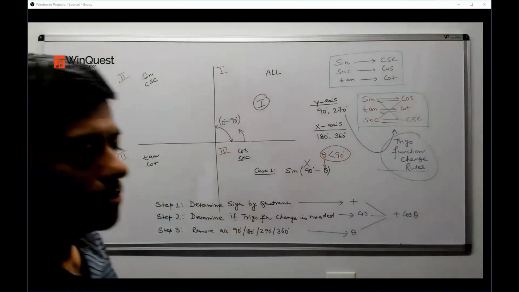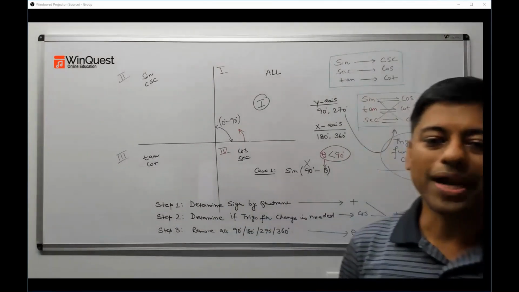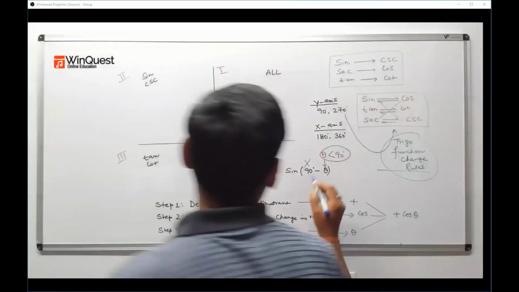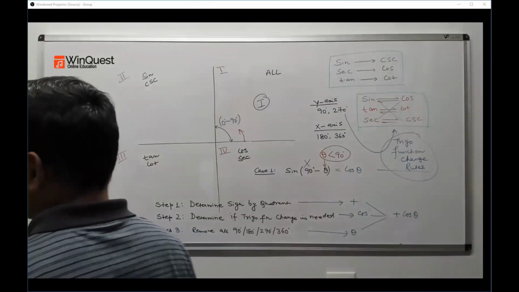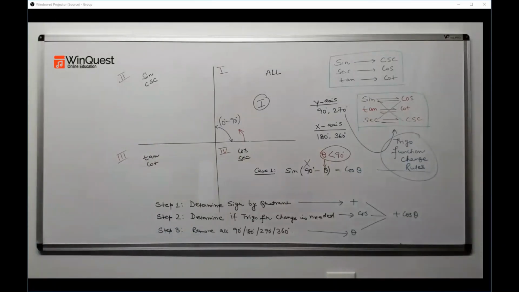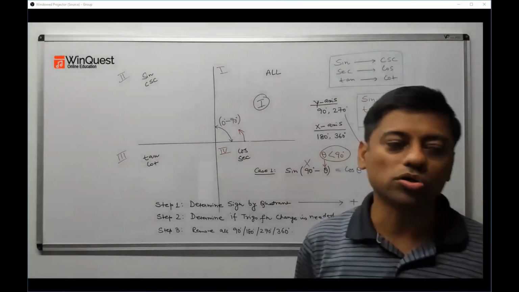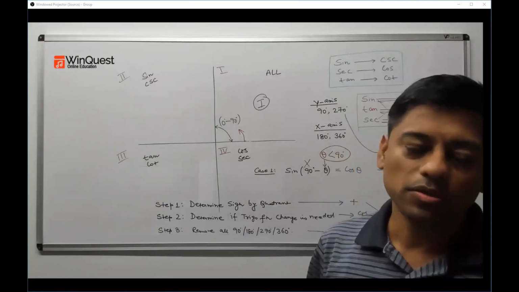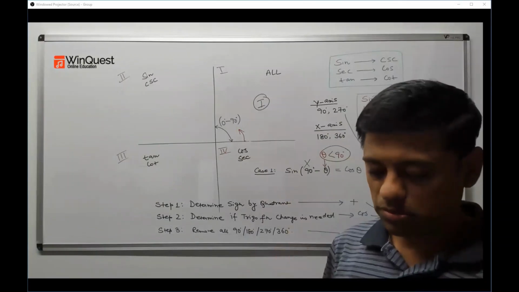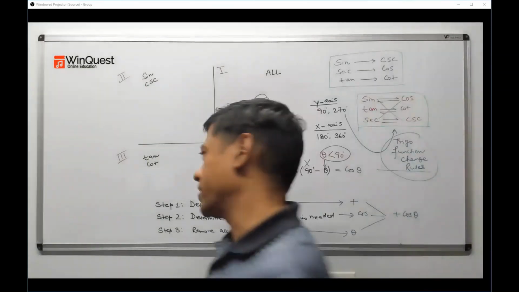Am I clear? Can somebody Google it and see if sine of 90 minus theta is finally coming as cos theta or not? Just simply type in Google cosine of 90 minus theta. You will get the answer, whether it is cos theta or not, you will get to know. Yeah, cos theta.